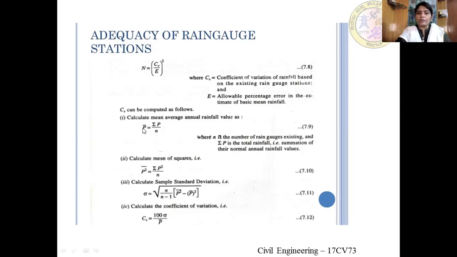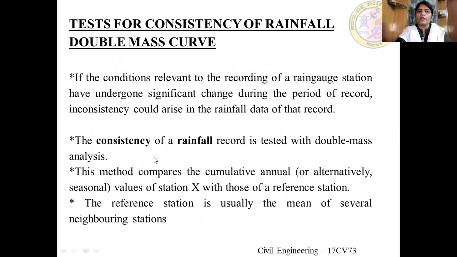So we will have calculated P bar here. We will have calculated the standard deviation here. 100 into this standard deviation divided by P bar will give us CV. Percentage error will be known. So directly N is equal to CV divided by that percentage error, the whole raised to square, will give us the optimum number of rain gauges which are required in that particular station. In this way, we'll calculate the optimum number of rain gauges.